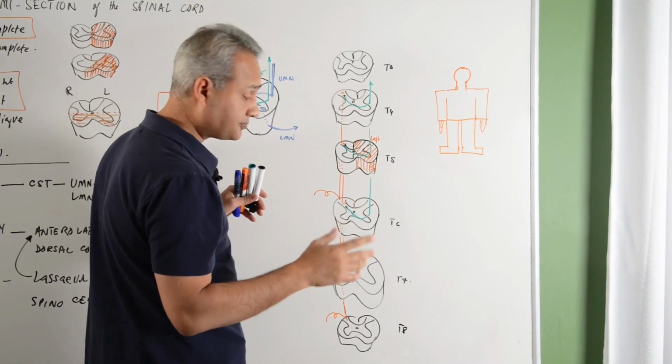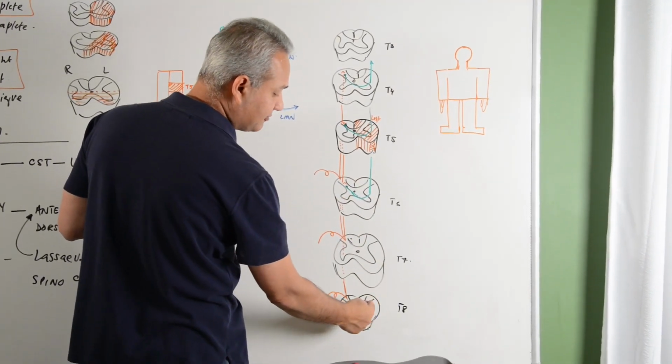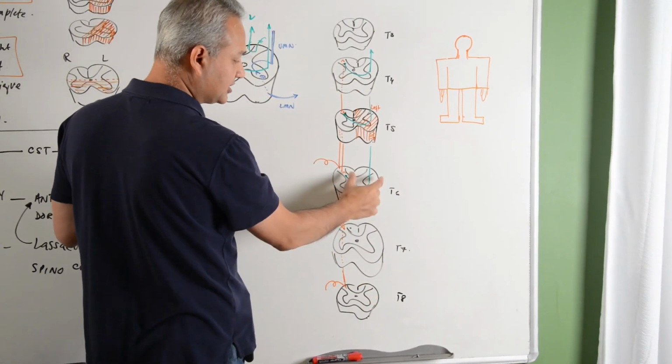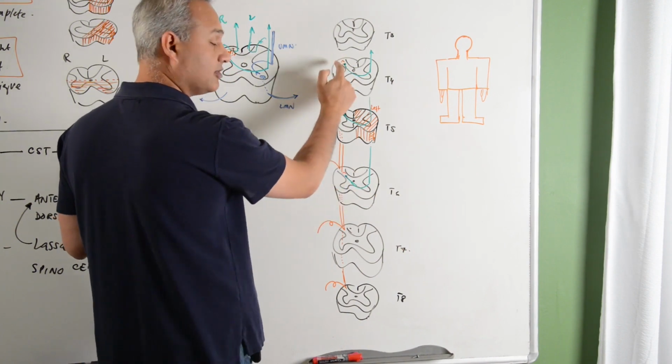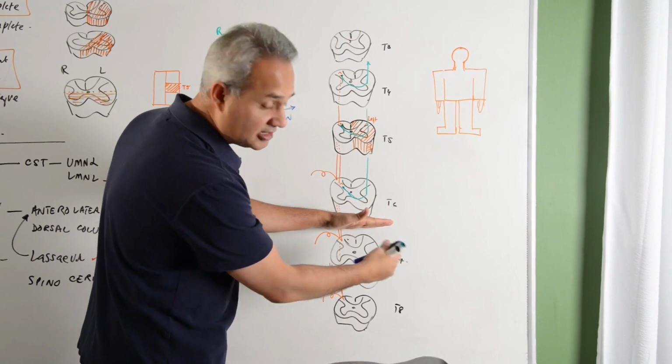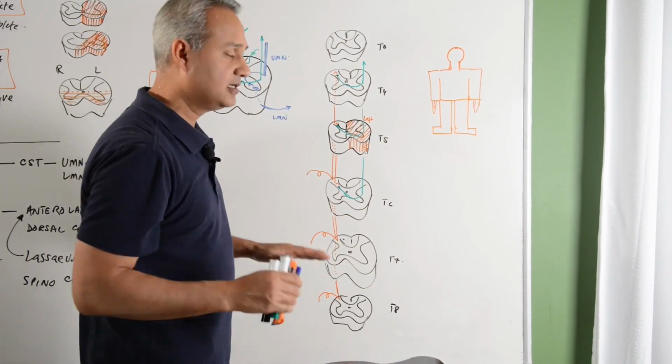Make sense? How about T8? T8 would be safe. The fibers would go up 2 sections, that is T6, decussate over and go up. So below the 2 segments, there is going to be an interesting situation on both sides. So we'll talk about that.